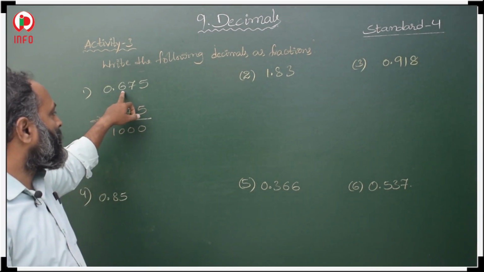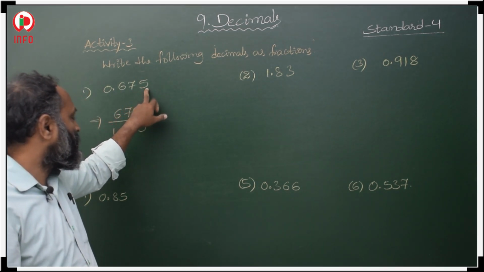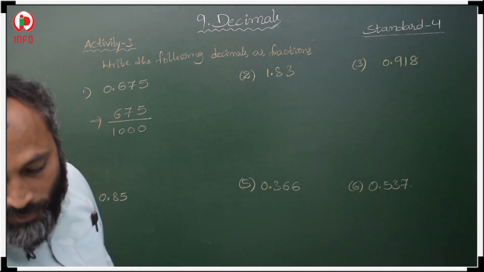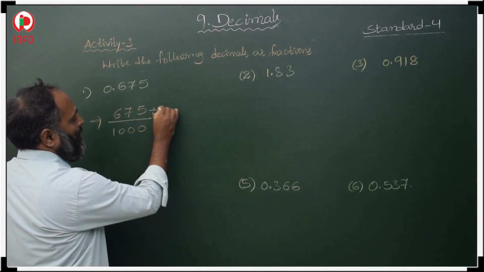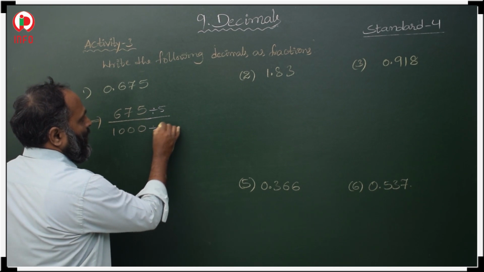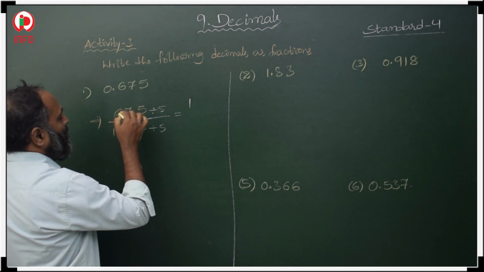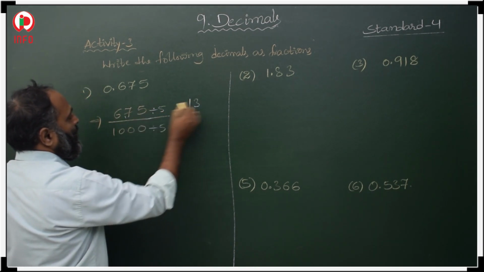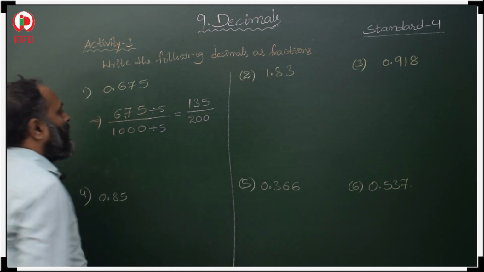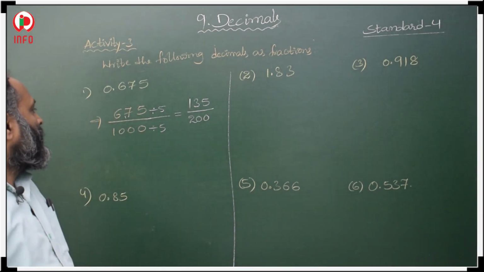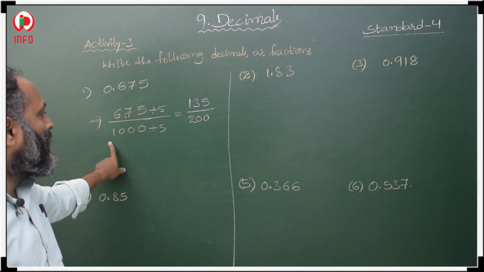This is the ones place, this is the tenths place, this is the hundredths place, this is the thousandths place. So by thousandths we have to take. Now the unit place is 5 and here 0, so divisible by 5. When it is divided by 5, 5 ones are 5, 5 threes are 15, 5 fives are 25, so 135 by 200.